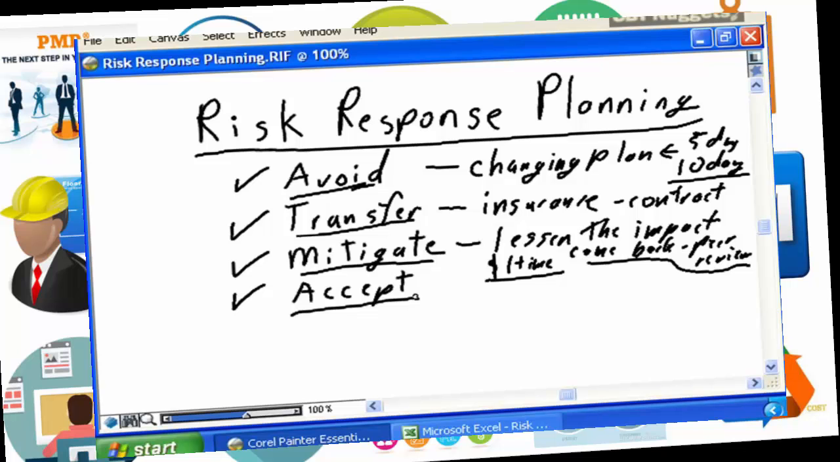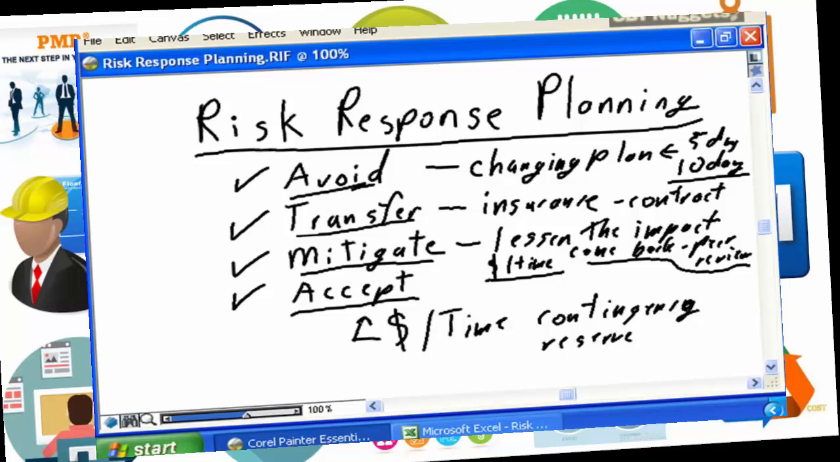Sounds like a very defeatist attitude. In one essence it is. There's nothing you can do about it. But when you decide to use an acceptance strategy, you absolutely need to ensure you have the time and the dollars, the contingency, the reserve built into your project plan to ensure that when there's nothing to do but accept the risk, you have the allowances built into your project plan to ensure that your project plan is not going to be negatively impacted by the risk. You do risk response planning for each and every identified risk.